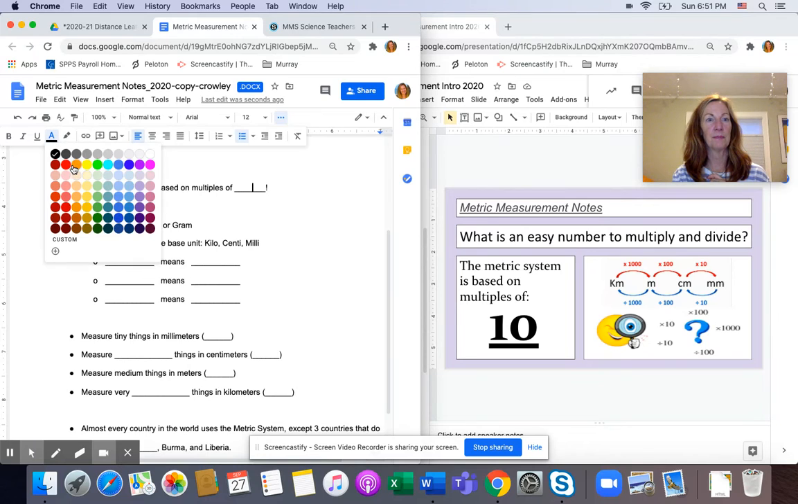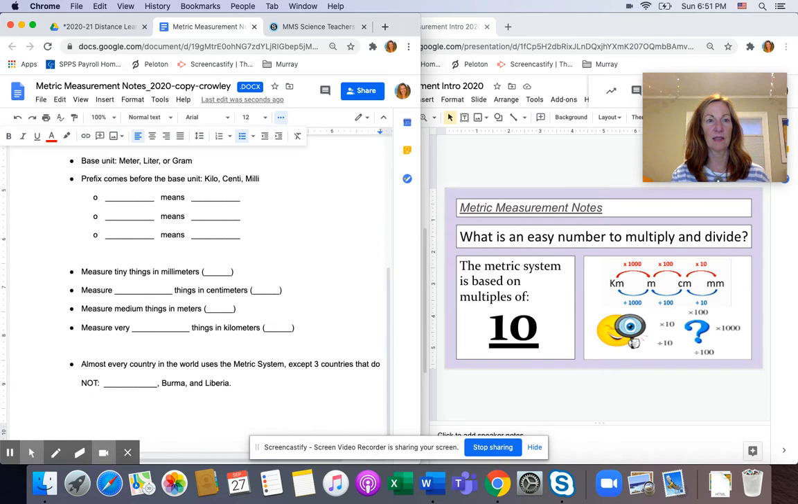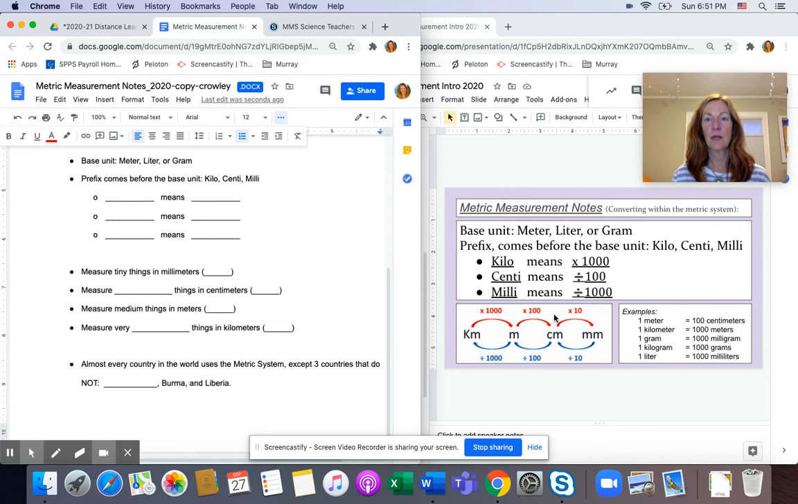So just plop in the number 10, okay? And then here we're going to go to prefixes. A prefix is something that we add in front of a word. So here we have some of the commonly used prefixes like kilo, centi, and milli. Okay, so here we have our basic units, the meters, liters, and grams. And here are some common prefixes that come before the base unit.